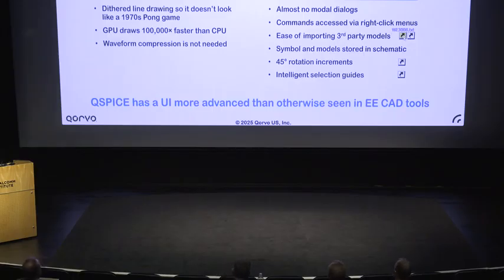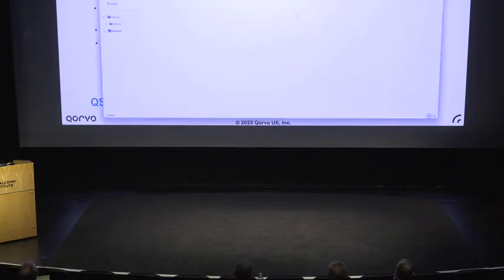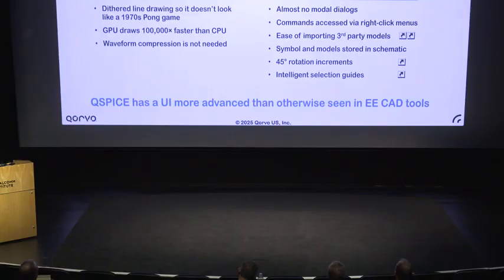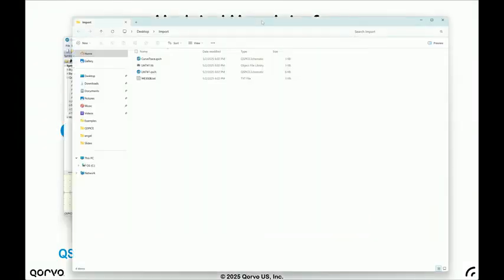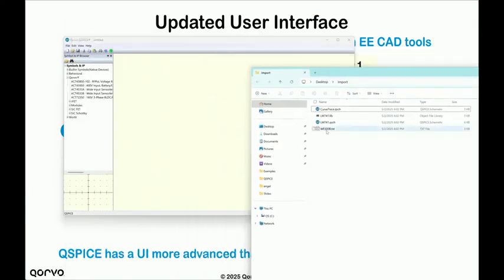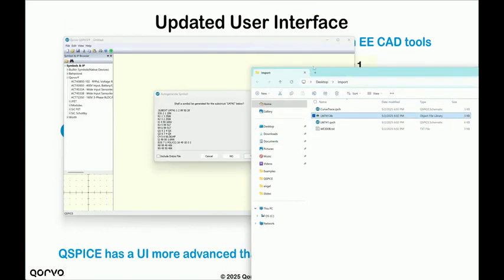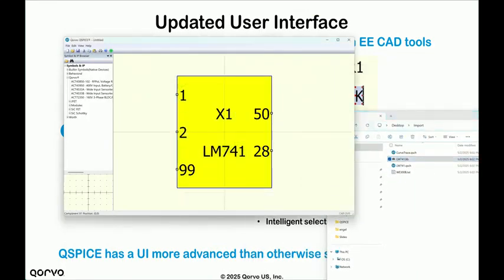Now, importing models is pretty straightforward. Let's see here. Control Q, and then Control B. If I have a model here, here's a 741, I just take the file, drag and drop it over to the schematic, and it will make the symbol, and I can edit the symbol in place.